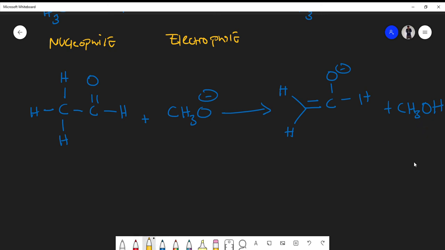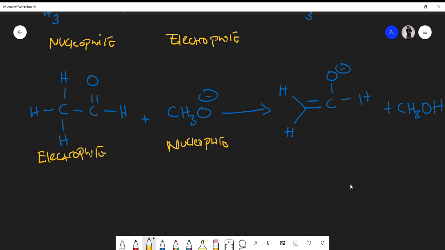Well, looking at the reactants themselves, I could definitely see that this would be my nucleophile. And why? Because I see negative charges. I know that I'm electron rich in this area, so it's most likely going to do the attacking. Whereas this is obviously going to be my electrophile. You can also tell from the products.